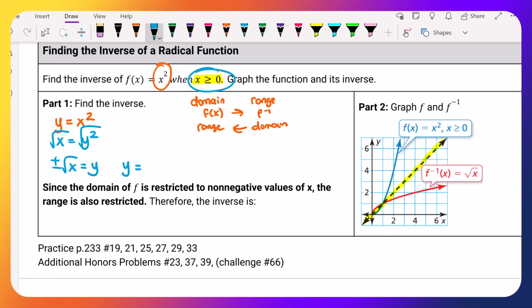So final answer is going to be just positive square root of x, and I'm going to write it in function notation. There we go. And it says that the inverse is, oh, I already wrote it down there. And I did explain that right here in bold as to why we only do the positive of that.